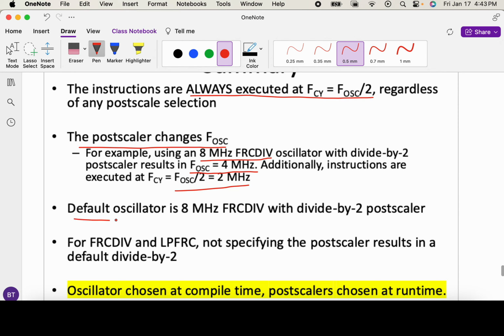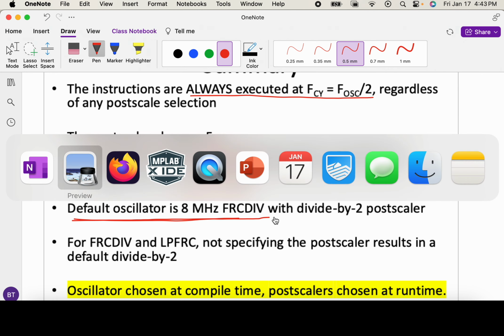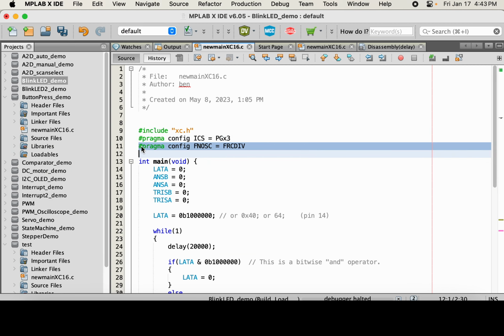The default is, and this is super important so that you get your timing correct, 8 megahertz FRC divided by 2 postscalers. So in other words, in your code, if you don't include anything here, you will get an 8 megahertz oscillator divided by 2 postscalers, so that drops it to a 4 megahertz oscillator, which gives you a 2 megahertz clock frequency. So you'll execute 2 million instructions per second if you don't include anything, okay?